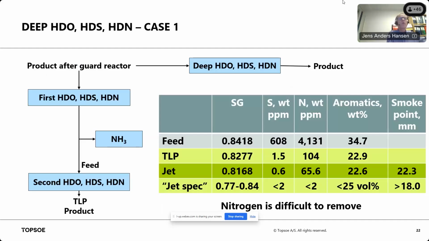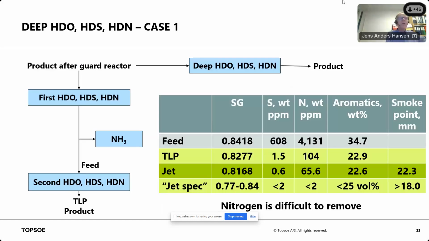So we removed the ammonia. Most of the ammonia we produced from the nitrogen, we removed in the first step, and then we produced a feed, and the feed properties here are those having 4,000 weight ppm nitrogen. And then we did the second hydrotreatment process here, and then we obtained a product. This is what we call the total liquid product, the TLP product, and you can see here now we have a nitrogen content close to 100 weight ppm. Sulfur is below 2 weight ppm, aromatics below 22.9.